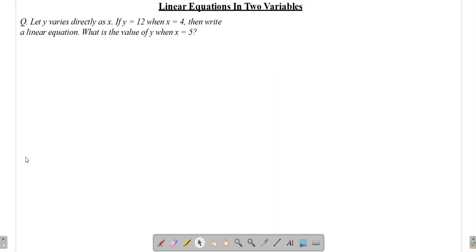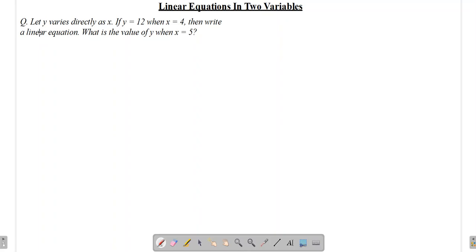As you all can see, it's already there on the board. The question says: let y vary directly as x, and if y is equal to 12 when x is equal to 4, then write a linear equation. This is the first part, and in the second part the question is asking what is the value of y when x is equal to 5. We will come to the second part later on. Before that, let us begin our solution with the first part.